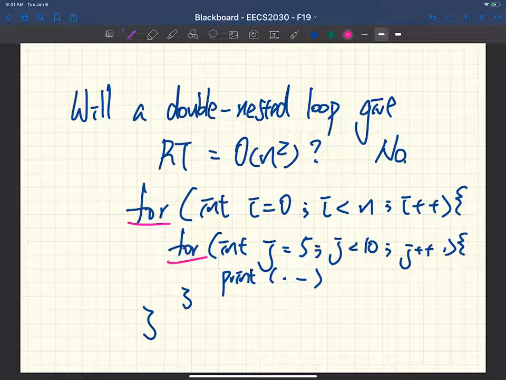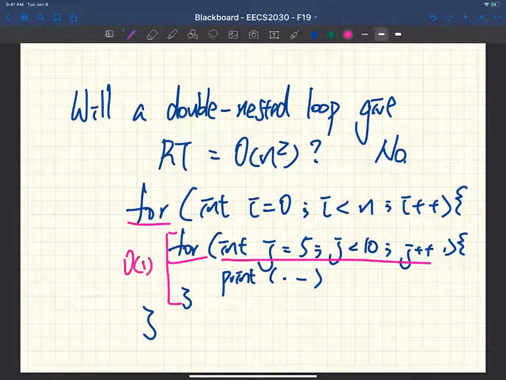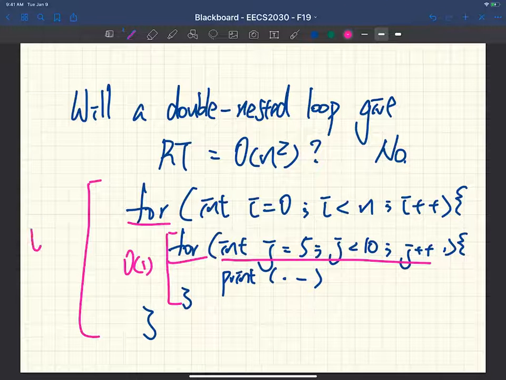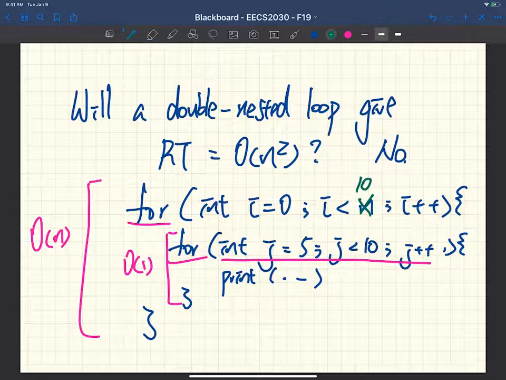Would that be quadratic? Not really, because over here it's always running exactly 5, 6, 7, 8, 9. So 5 times. So this part is always going to be constant. Constant times linear, so it turns out this would just be linear. Or even, what if rather than n, I change that to 10? It's not even linear. It would be overall constant, right?